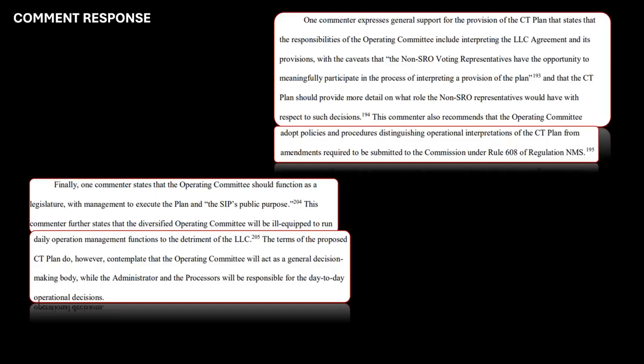Another commenter expresses general support for the provision of the CT plan that states the responsibilities of the operating committee include interpreting the LLC agreement and its provisions, with the caveats that the non-SRO voting representatives have the opportunity to meaningfully participate in the process of interpreting a provision of the plan, and that the CT plan should provide more detail on what role the non-self-regulatory organizations representatives would have with respect to such decisions. This commenter also recommends that the operating committee adopt policies and procedures distinguishing operational interpretations of the CT plan from amendments required to be submitted to the Commission under Rule 608 of Regulation NMS.